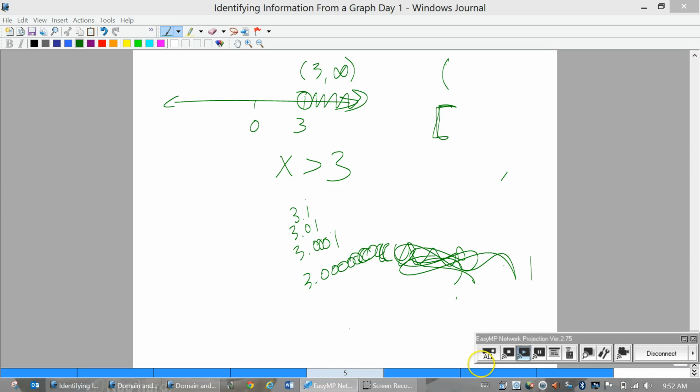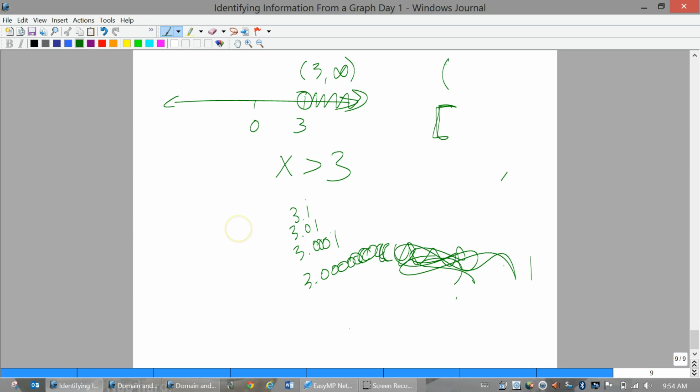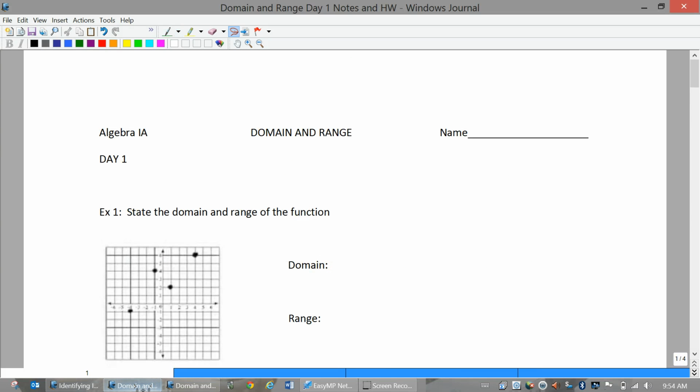So with this notation, a parenthesis is used when you don't actually get to the value, and a bracket when you actually get to the value. That's what we're going to talk about. You guys have your notes in front of you, which is this, right? Let's talk about this.